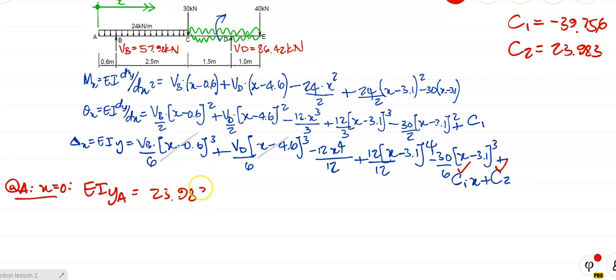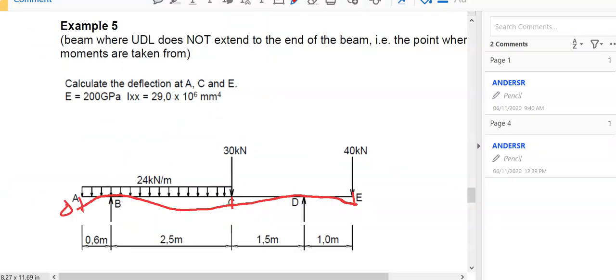23.93. Okay, alright, so therefore, what's Y equal to? I make Y the subject of the formula. So the deflection at A is equal to 23.93, and don't forget your conversion factor, okay, over EI. What's EI? I'm going back to my table there. I'm going to go back to my note quickly, and if I flick back to the question there, E is 200,000 newtons per millimeter squared, and IXX is 29 times 10 to the power 6 millimeters to the fourth.